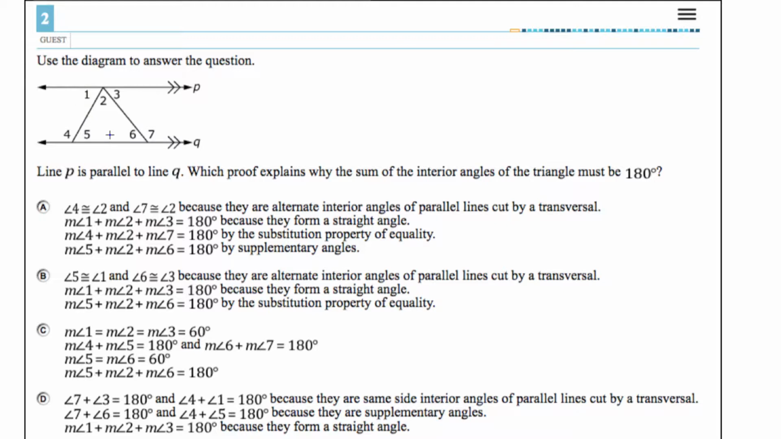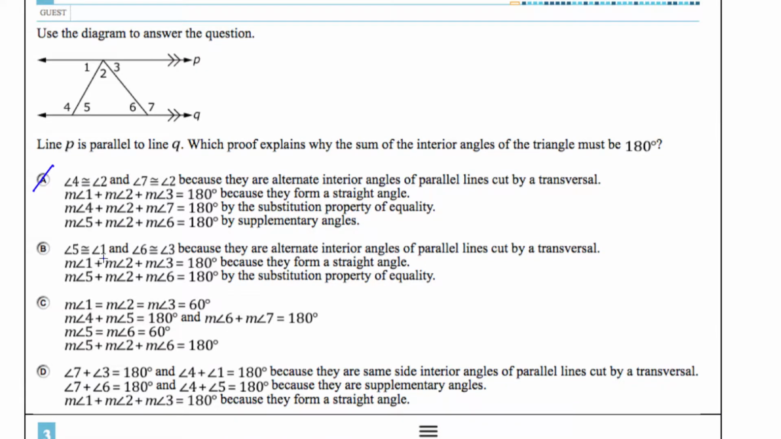But let's see what the choices are saying. It's saying that angle 4 and angle 2 are congruent. I mean, just right away, they don't even look congruent, and they're saying alternate interior angles. No, alternate interior angles would have been 4 and 2 and 3. Those would be alternate interiors if I added 2 and 3 and 4. So A is not correct. It's not even close.